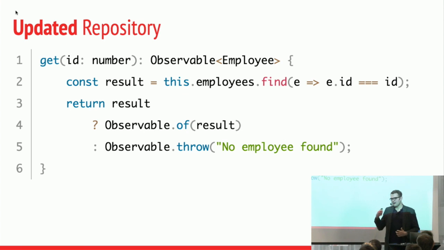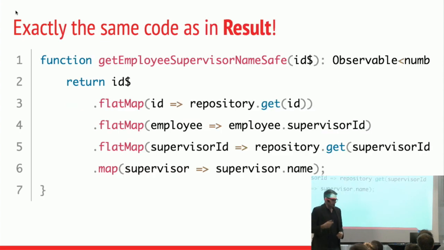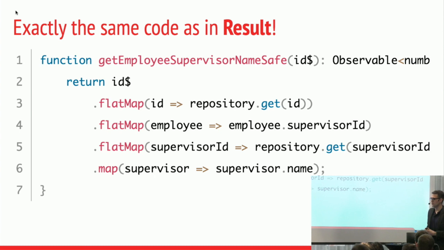And our get method of the repository also returns an observable of employee. So again, it can be either pushed from the server or something like this. So now if we again take the same code, it still works. And it's even better than promises because it's again flat map and not then, like in promises.